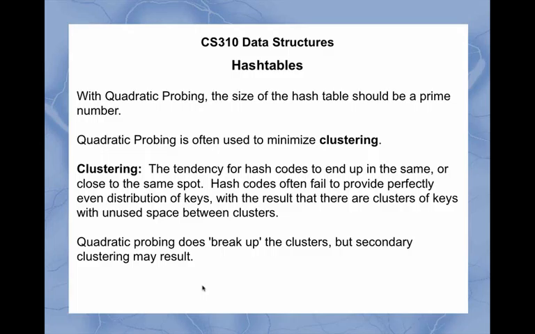So again, quadratic probing is a strategy to deal with clustering. And this is the tendency for hash codes to end up in the same or close to the same spot. We hope for a perfectly even distribution of the keys, but we really never get that. And it turns out that the keys will tend to group together in certain sections of the array. Quadratic probing does break up these clusters, but secondary clustering may result as a consequence of quadratic probing.